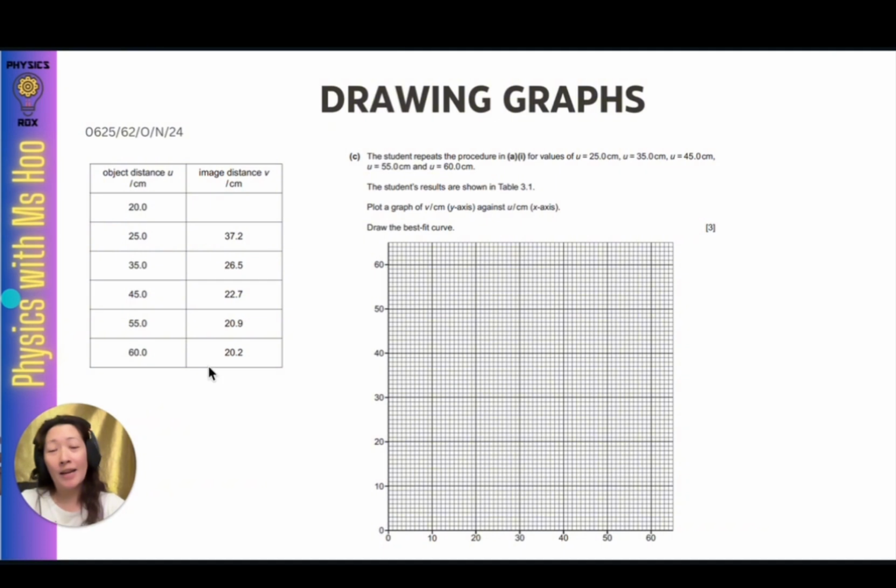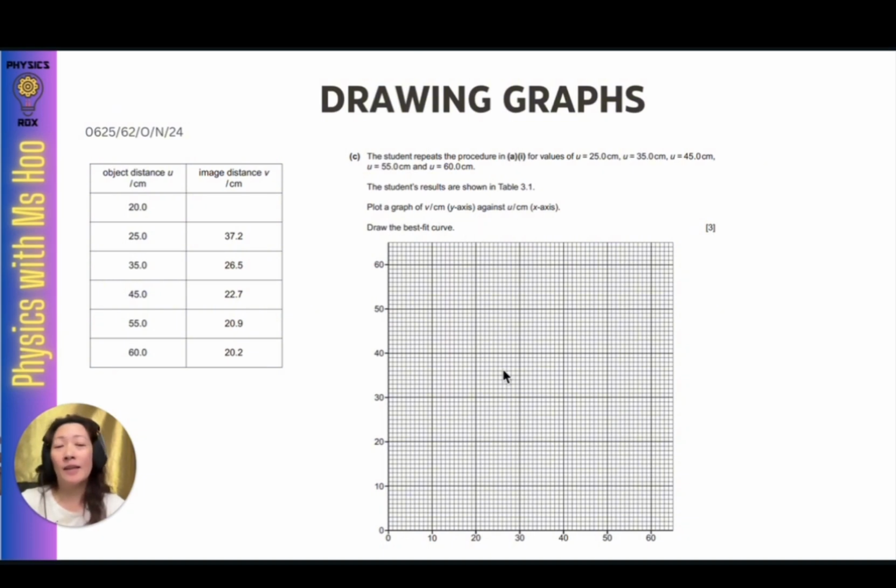Sometimes they're very kind. They give you a graph with the scale already drawn out for you. You just need to label the axis. As you can see, it says here plot a graph of V/cm on the y-axis against U/cm on the x-axis. They've even told you what should go on the y and x-axis. So you just need to label the axis, plot the graph, and draw the best fit curve, as they've already told you within the question. So you know this is going to be a curve.